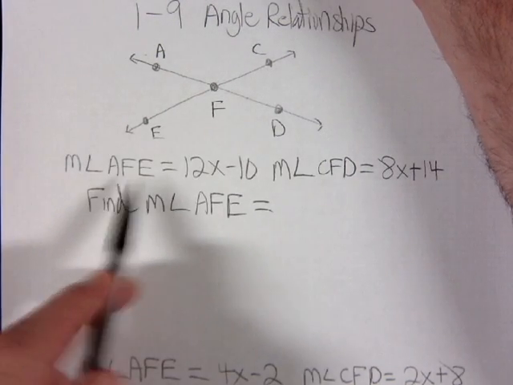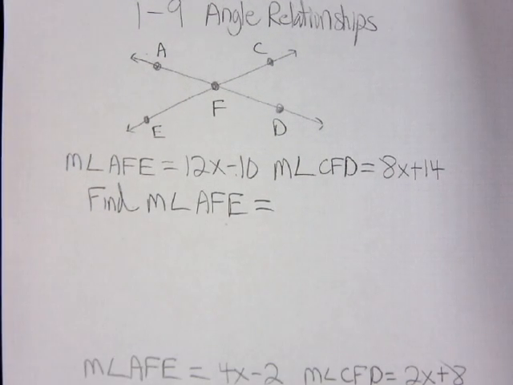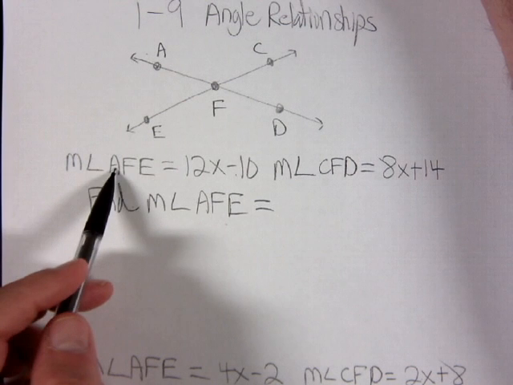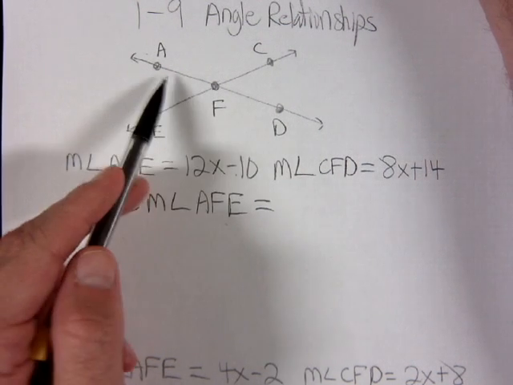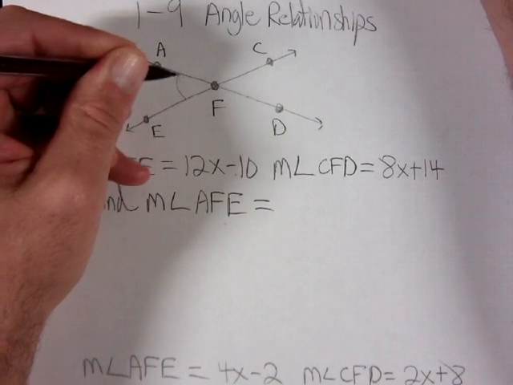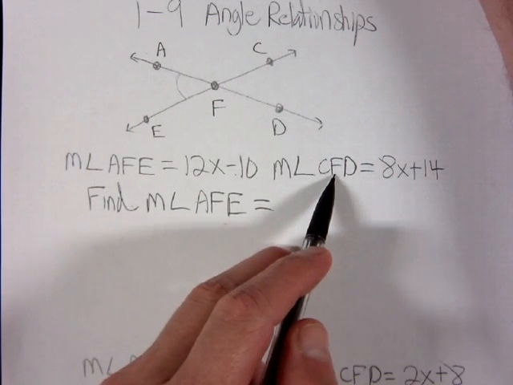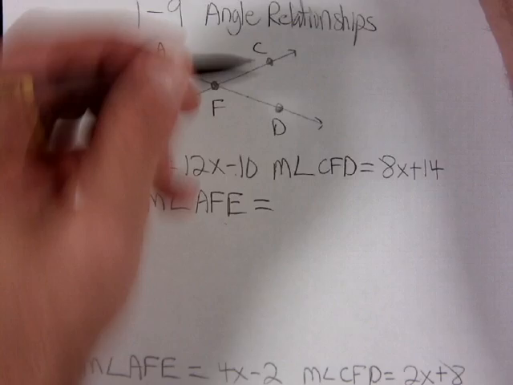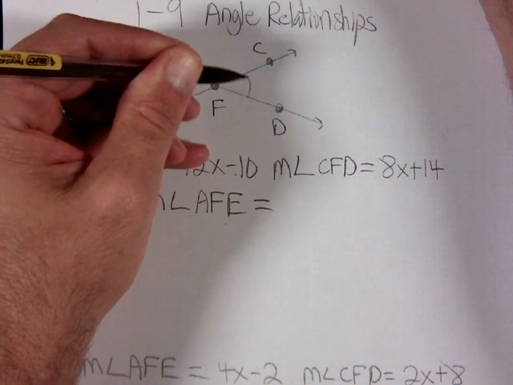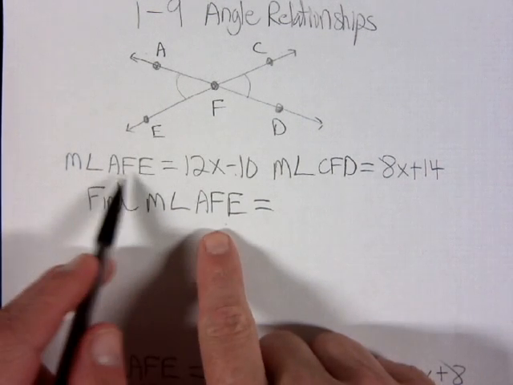So they've given us two angles in terms of x, and they're going to ask us to find a third angle. So the first thing that we need to do is locate the two things that they've given us. They've given us the measure of angle AFE. So let's see where it is. AFE, that's this angle. The other one they've given me is the measure of CFD. CFD is this angle. So those are the two angles that they've given me, and they're asking me to find the measure of AFE.